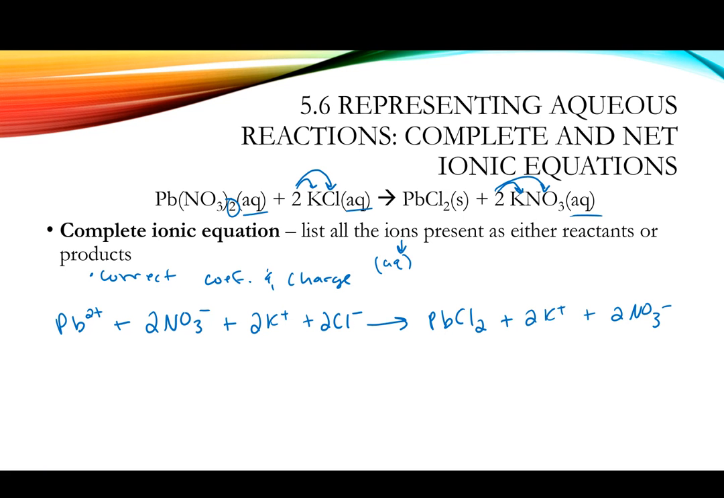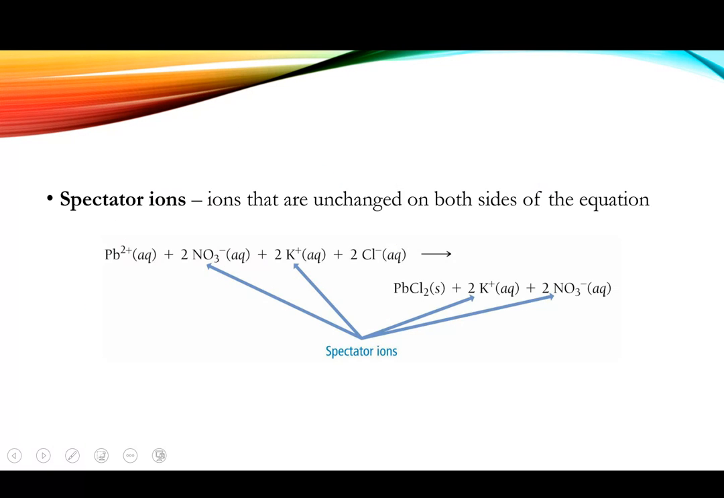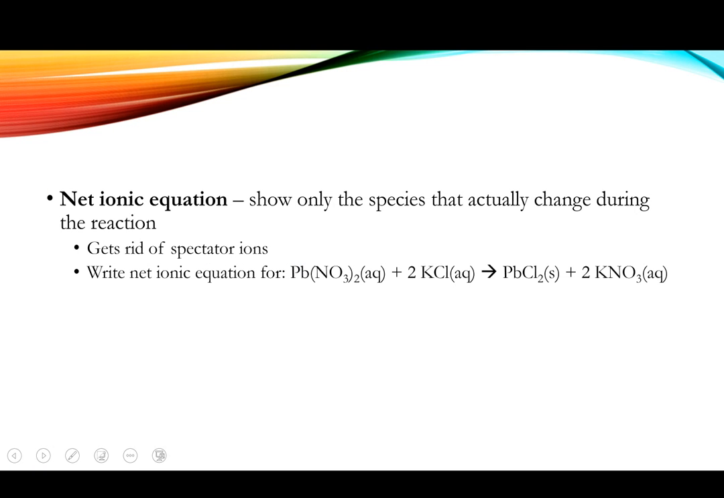Notice that on both sides of the reaction, potassium and nitrate are written as ions. So from the reactant side to the product side, they don't change at all. Nothing's really happening with them. There's a special name for those. Those are called spectator ions. So spectator ions are ions that are unchanged on both sides of the equation. The net ionic equation only shows the species that actually change, so it gets rid of those spectator ions.